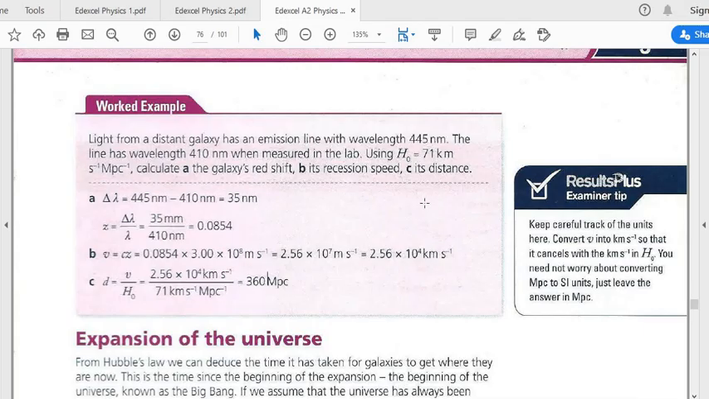And then the last part, it's distance. So for this we can use the Hubble's law equation, which is V equals h naught d. V is the recession speed, d is the distance, h naught is the Hubble constant. So V we found in the previous part, which is this in SI units, and h naught is the Hubble constant, and that is given 71 kilometers per second per megaparsec.